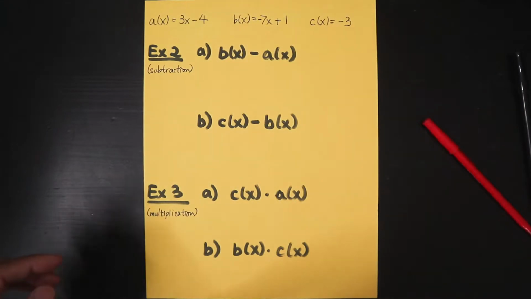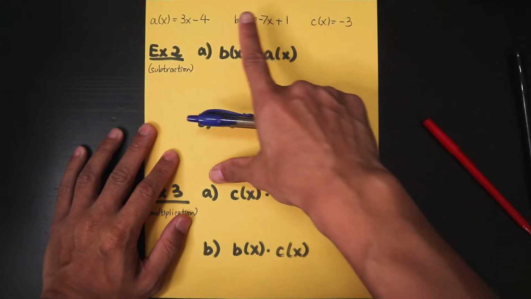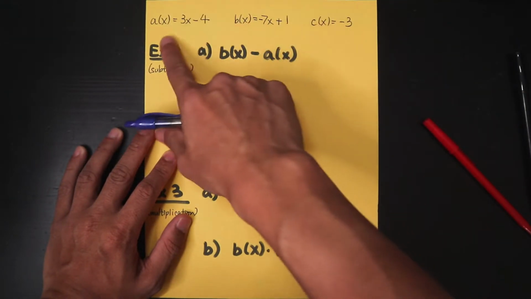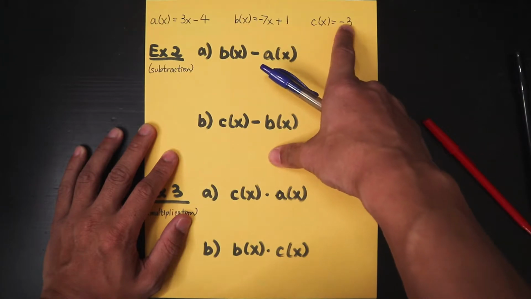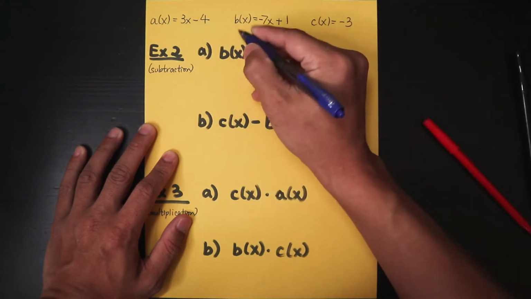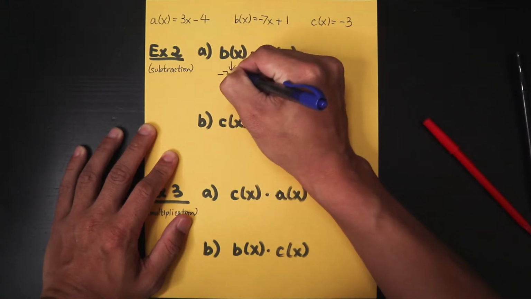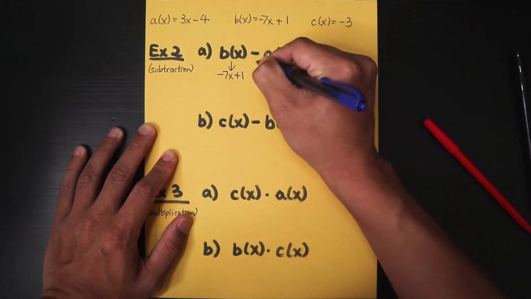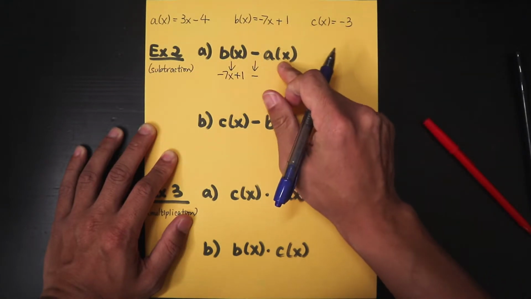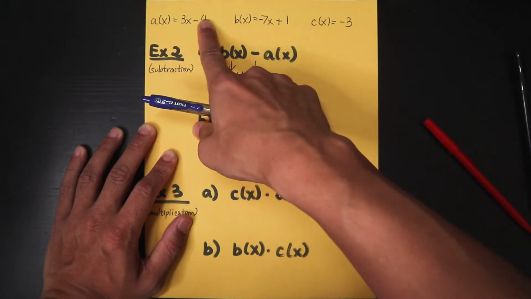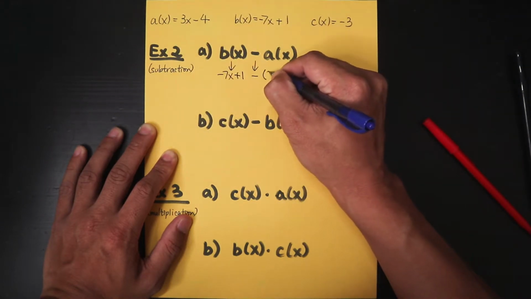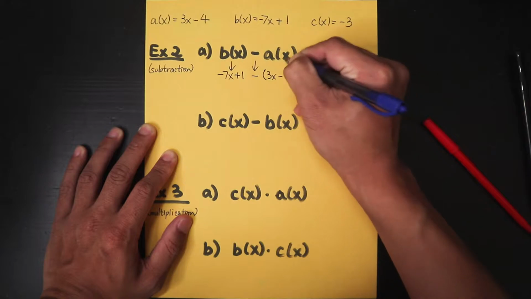This one's subtraction, but the first step is going to be the same. For b of x, you're going to find out of the 3 functions which one is named b. It's going to be the middle one. So you're going to replace b of x with negative 7x plus 1. And then you bring down the minus sign. And then for a of x, you're going to find the function, but you're going to put it in parentheses. So 3x minus 4 like this.